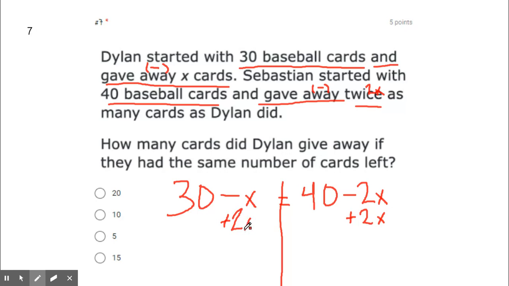I'm moving all my X's over here. I like to do that. And then I'm going to move all my whole numbers to the other side. So that's a whole 30, so I need a minus 30. That gets rid of this one.